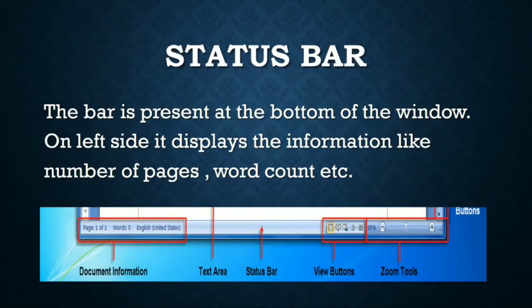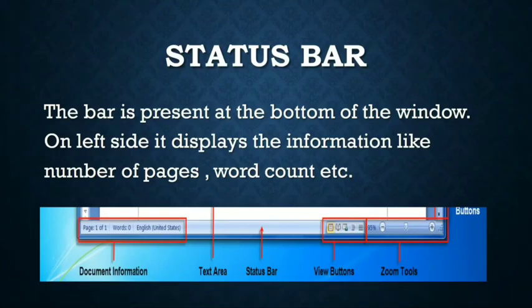Okay, so the next topic is status bar. The bar is present at the bottom of the window. On left side it displays the information like number of pages, word count, etc. Means it shows how many pages we are using, how many words we have written on the pages, and the zoom area of the page, how we have to do zoom in zoom out, page कितना बड़ा दिखना है, कितना छोटा दिख रहा है, everything. Okay, it shows the status of the page document, status of the workspace which we are using.